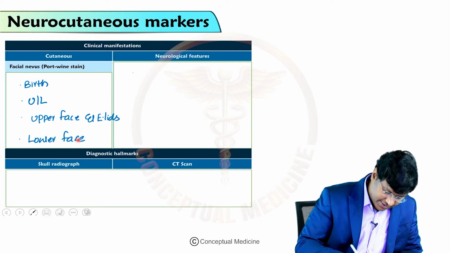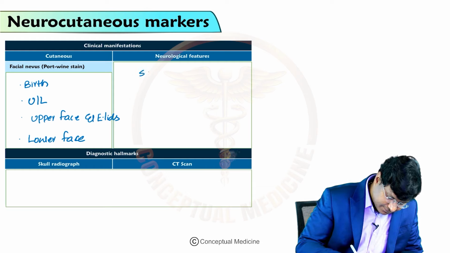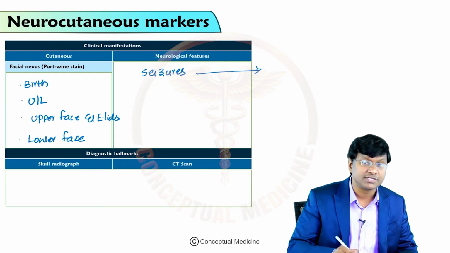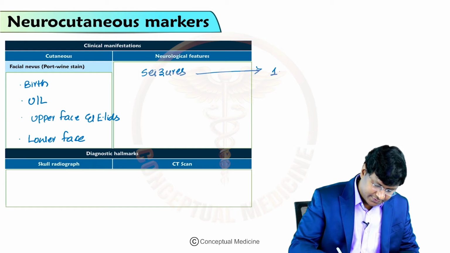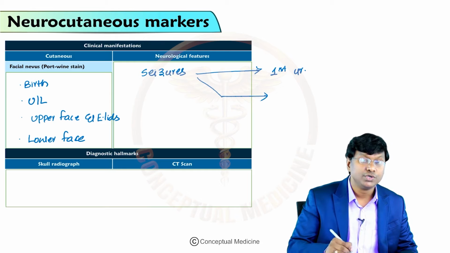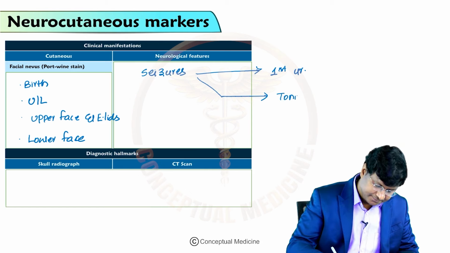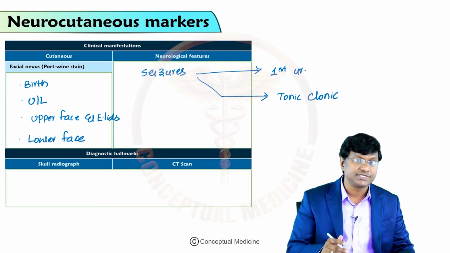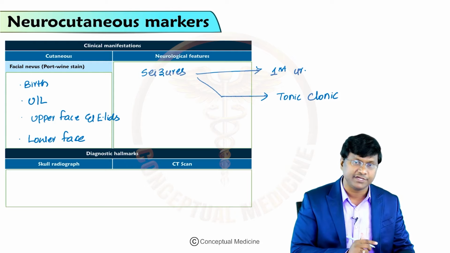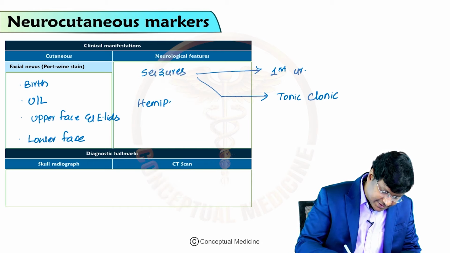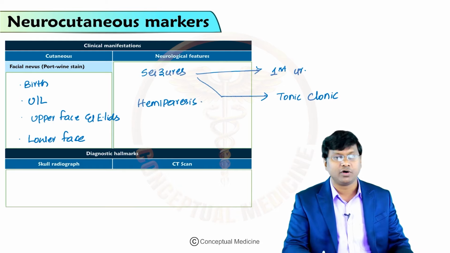And neurological manifestations, the hallmark feature will be the seizures. That will be the characteristic neurological manifestation. And these seizures are present during the first year of life. And what type of seizures are those? These include tonic-clonic seizures, okay? And these tonic-clonic seizures are present contralateral to the side of the facial nevus. And the other feature is hemiparesis, which is also present contralateral to the side of the facial nevus.